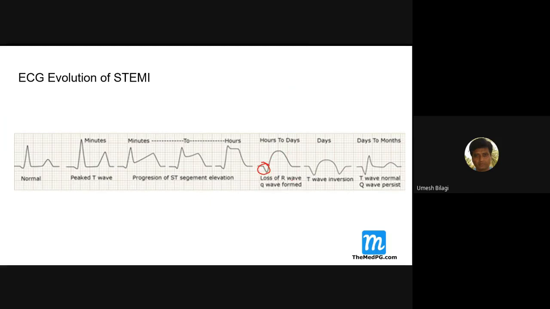Then the Q wave is formed, and the T wave becomes negative. The T wave, which was positive here, has become negative here. Later on, this ST segment also comes down to normal. The T wave reappears and becomes positive, whereas this Q wave persists after days to months. This persists. So if you find a big Q wave, it suggests an old MI, an old case of STEMI.